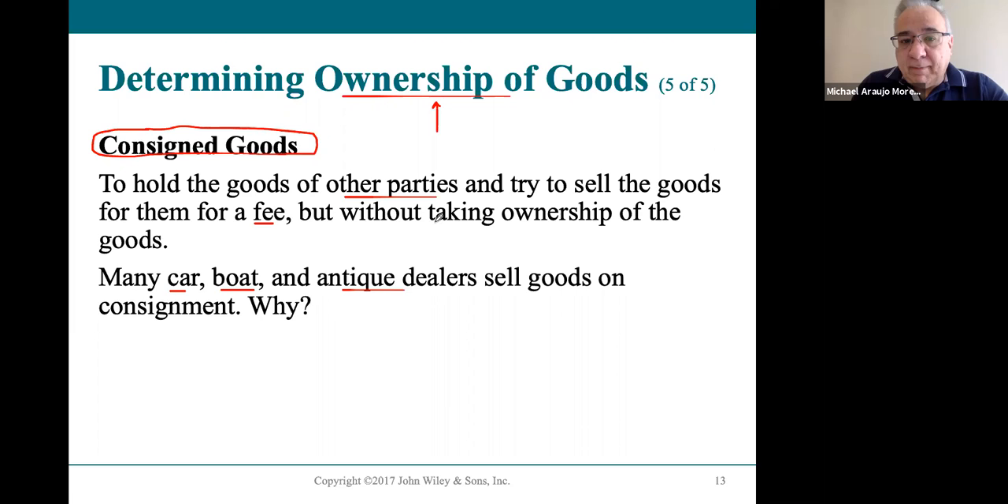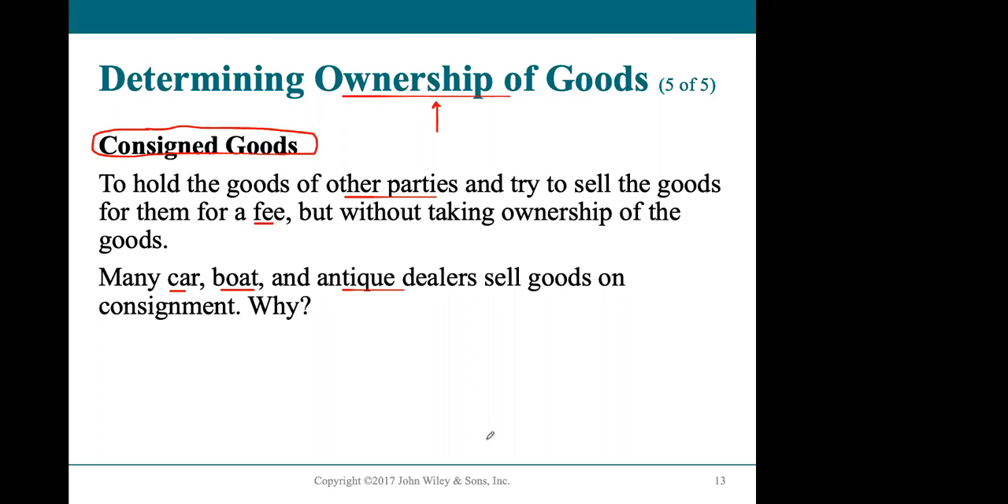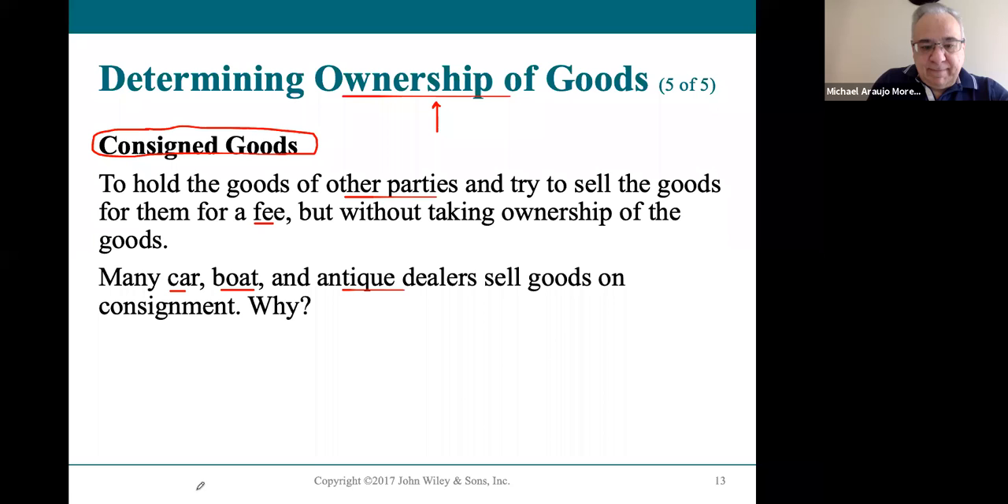Do we have a question? Is that why you see different brand vehicles come in? Yes, that's correct. Yeah, that's exactly correct.